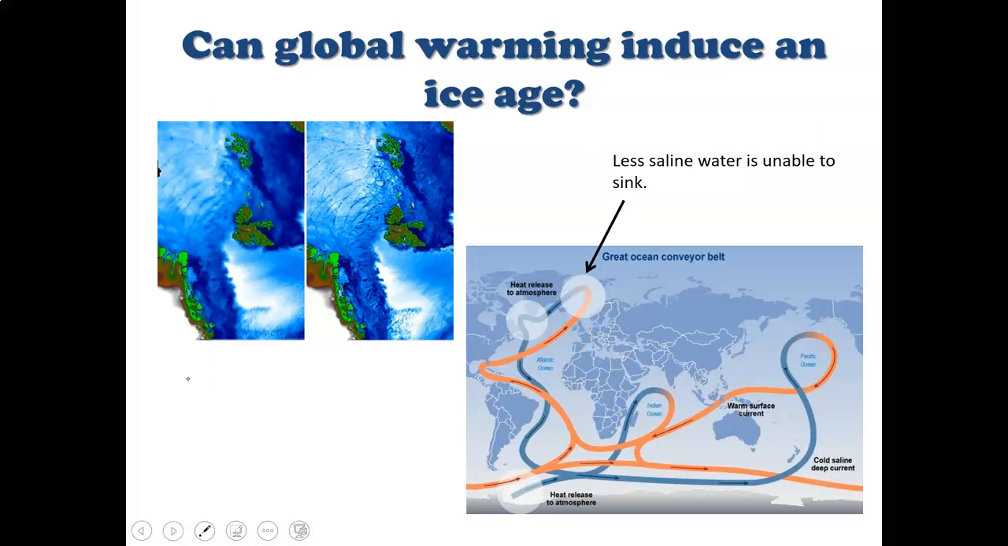So we've already established that there's a clockwise movement of water in the North Atlantic, and as it comes up, it starts to get cooler and cooler, and then as it cools, it becomes denser and it sinks down here. Now the irony is that one of the nightmare scenarios that people are predicting is that global warming can actually ultimately lead to an ice age.